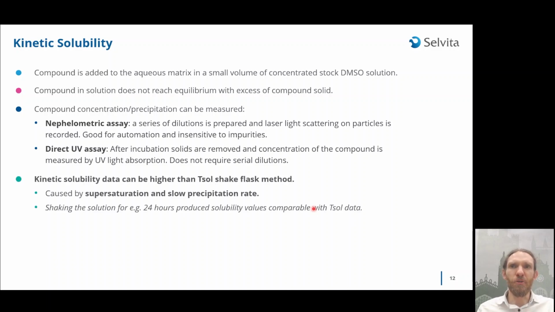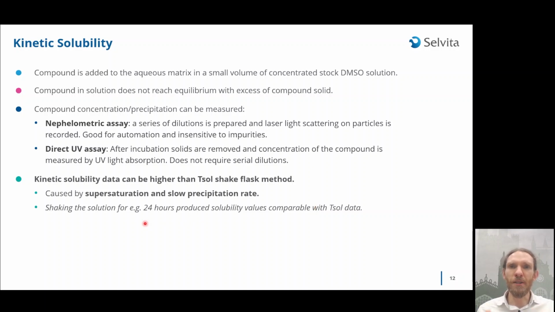Usually, because of all of this, kinetic solubility data can be higher than thermodynamic shake flask method data, because first of all, we add DMSO, which, as we described in the previous presentation, is a very good solvent for almost everything. It needs to be in low quantity, but still we add a little bit of DMSO. Next, we don't have this equilibrium between solid state and dissolved state. Thus, the compound can actually be in a supersaturated state, because it takes time for them often to precipitate.